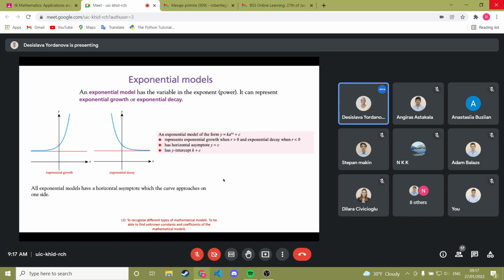Questions? No. Wait, I didn't quite understand the exponential growth and exponential decay. When what is positive, what is negative? It is written here: when r is positive, the coefficient in front of x, if it is positive, then it's growth. If it is negative, then it is decay.